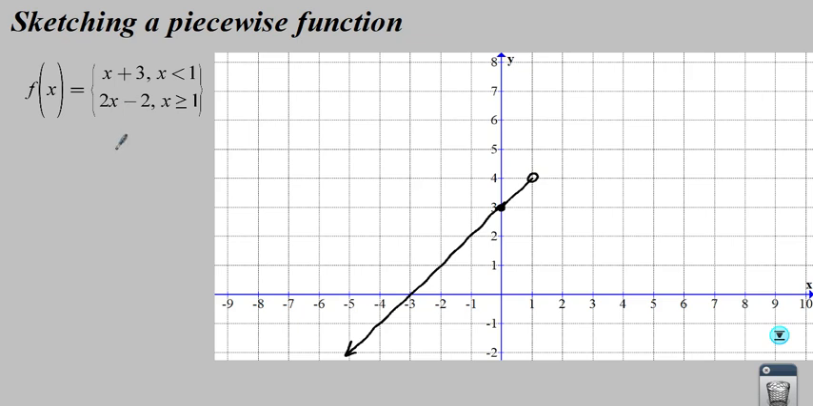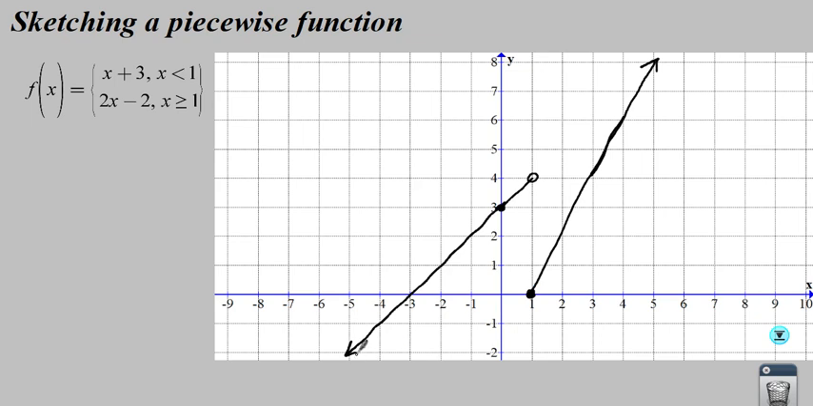Now for 2x minus 2, I have an intercept of negative 2 and a slope of 2. So this is my straight line. Doesn't look very straight. And it starts at 1, x equals 1 from here onwards. So I need to remove this part that is not included. But since 1 is included, I need to indicate it by a closed circle.